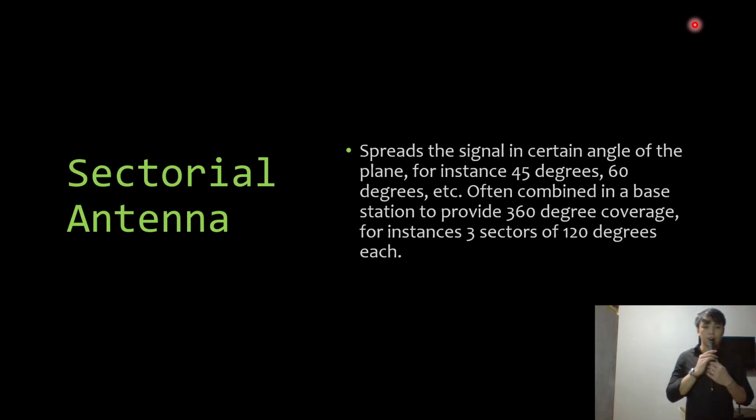The sectorial antenna spreads the signal in a certain angle of the plane, for instance, 45 degrees, 60 degrees, and so on. Often combined in a base station to provide 360-degree coverage. For instance, three sectors of 120 degrees each.